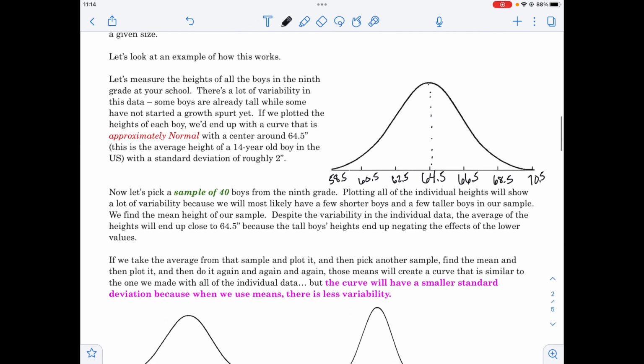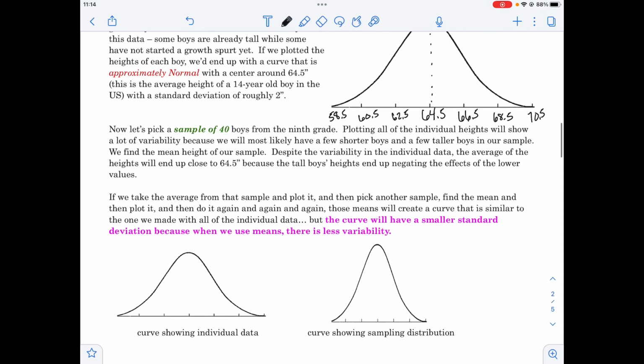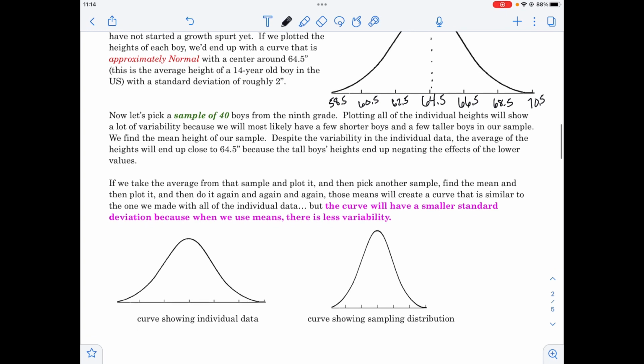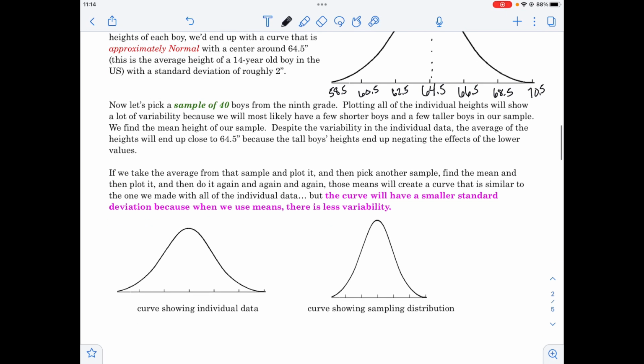Now, when we take the average from the samples and we plot them, and then we pick another sample and we find the mean and we plot it, and we do that over and over and over, we'll create a curve that's similar to the one we made with all the individual data. But the curves will have a smaller standard deviation, okay? Smaller standard deviation, because when we use means, there's less variability. So we have a formula we have to use to find what that is.